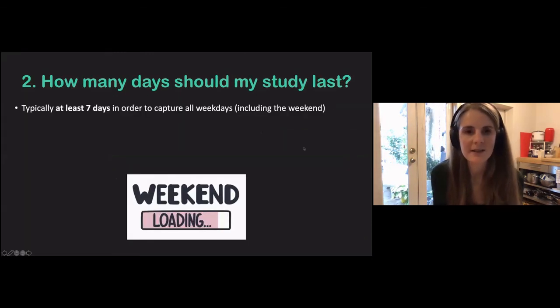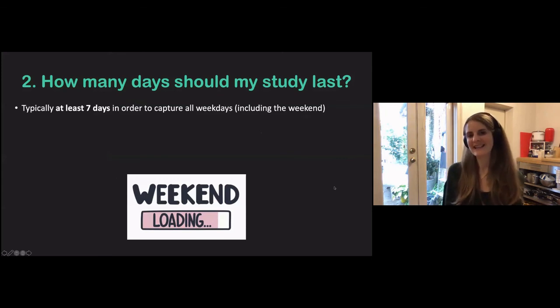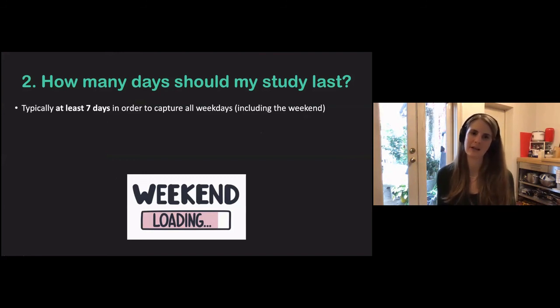So how many days should my study last? Well, typically you want to use at least 7 days so you capture all the weekdays. And that's because almost every psychological variable I've ever seen is better on the weekend. So if you don't have weekends in there for some participants, but you do for others, it ends up being a mess. So if you do 7 days, it doesn't matter which day you start participants on, you'll have all 7 in your sample.